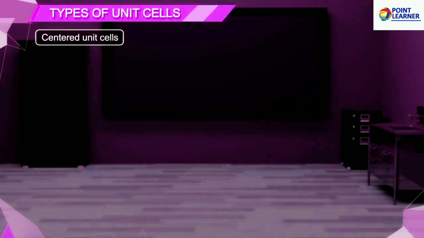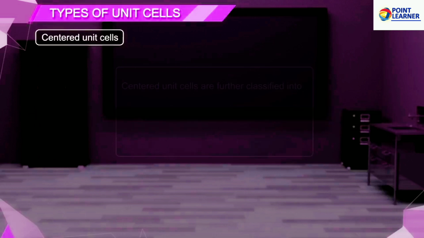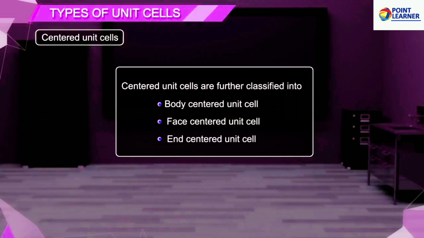Centered unit cells. When constituent particles are present not only at the corner positions, but also at some other positions within the crystal, then the cell is known as a centered unit cell. Centered unit cells are further classified into body-centered unit cell, face-centered unit cell, and end-centered unit cell.